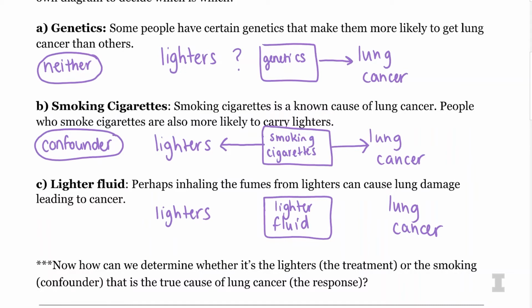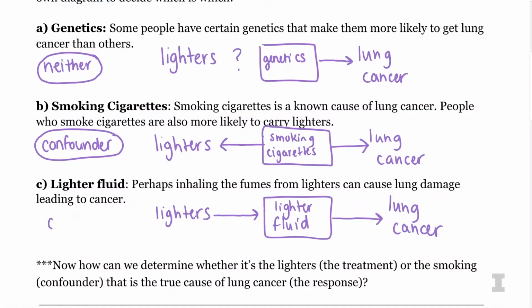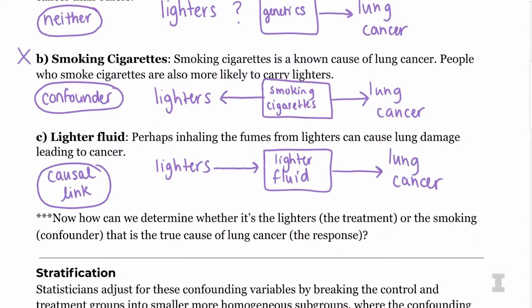So this one, slightly different than the confounder, is saying, what about the lighters causes the lung cancer? It's the lighter fluid. So lighter fluid is something about the lighters, whereas smoking cigarettes is a third factor. So this is the classic causal link. It explains how or why. So we see three examples here: neither, confounder, and causal link. And I said we're going to focus on that confounder. We're going to focus on smoking cigarettes.